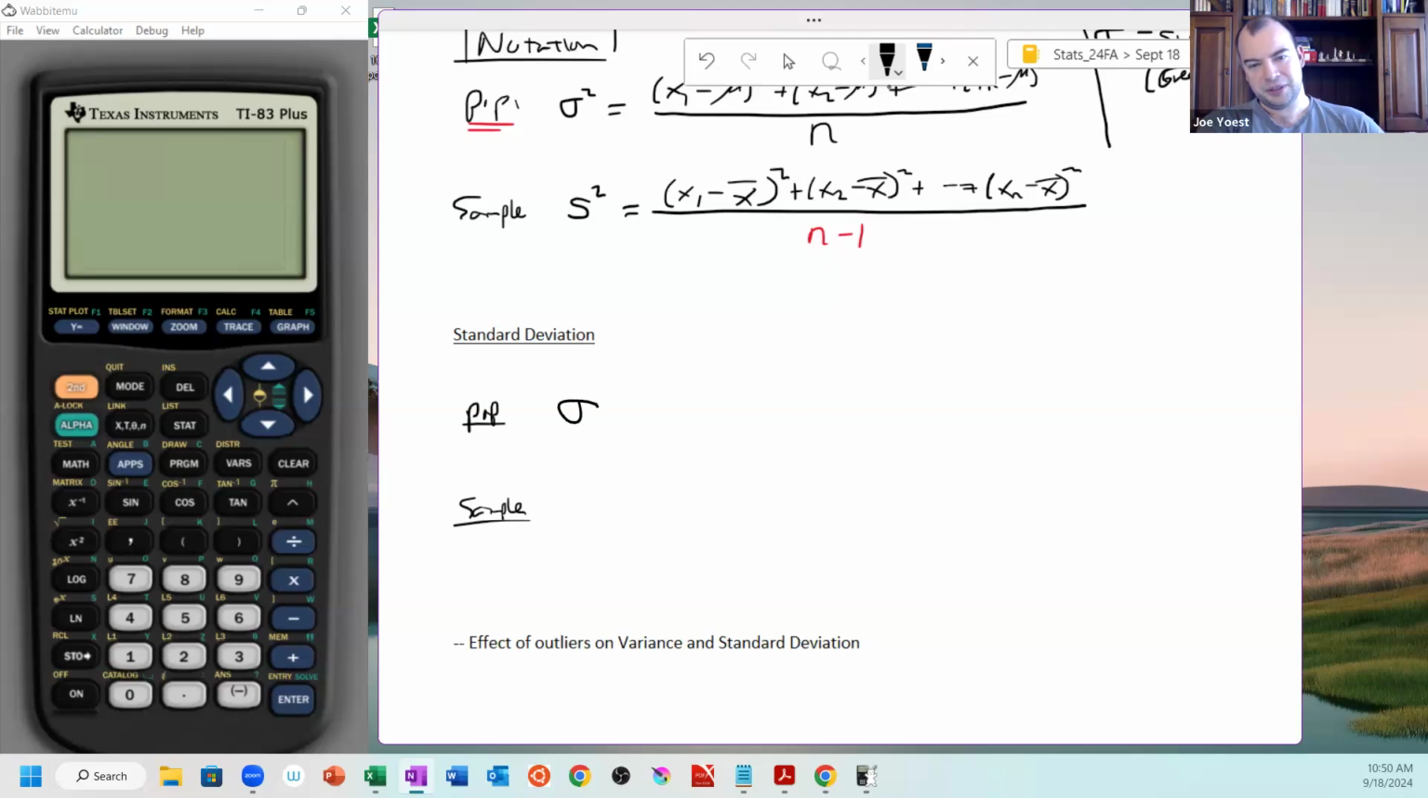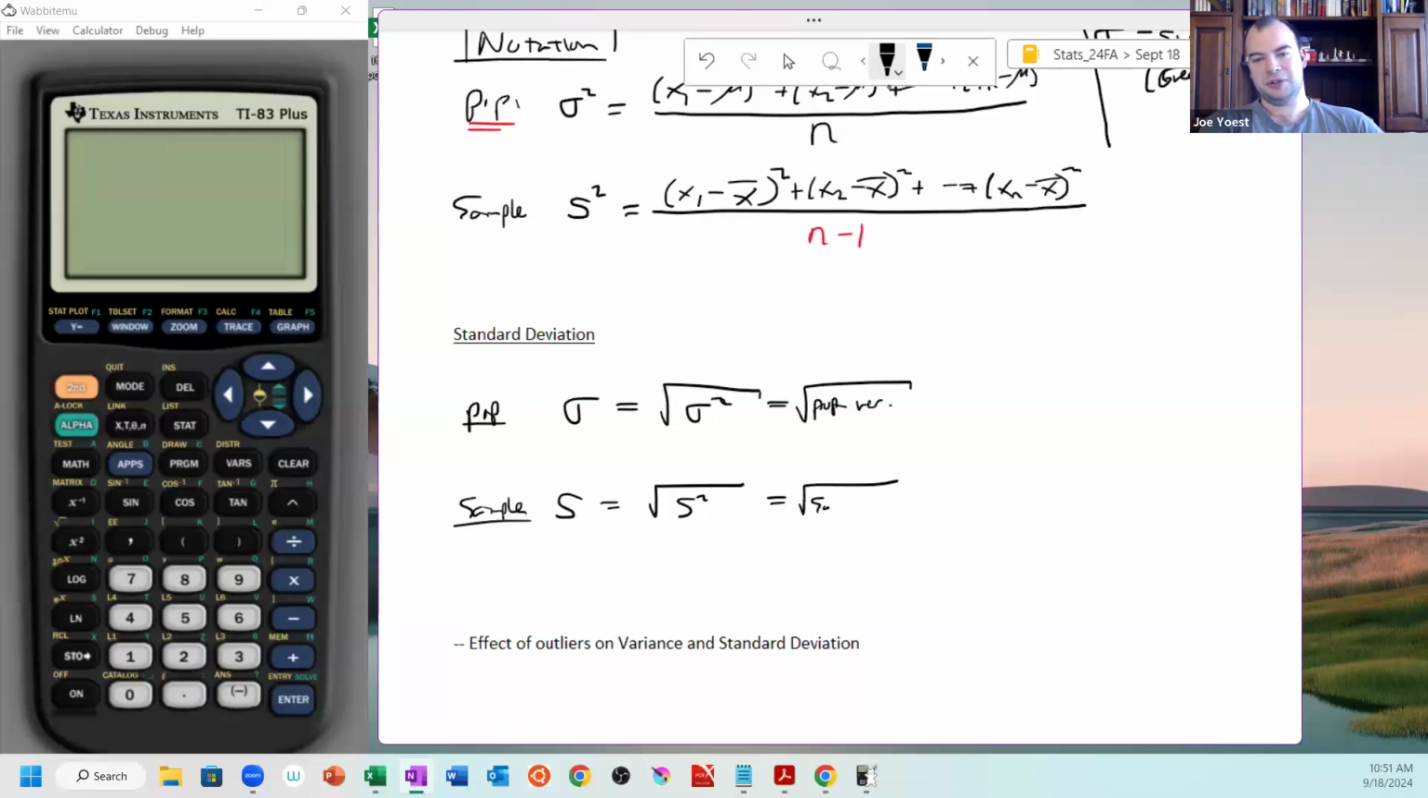My population standard deviation is sigma. And it's the square root of sigma squared. It's the square root of the population variance. And my sample standard deviation I denote by just S. It's the square root of S squared. It is the square root of the sample variance.